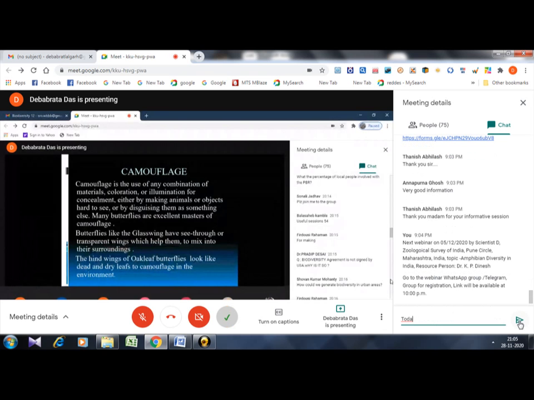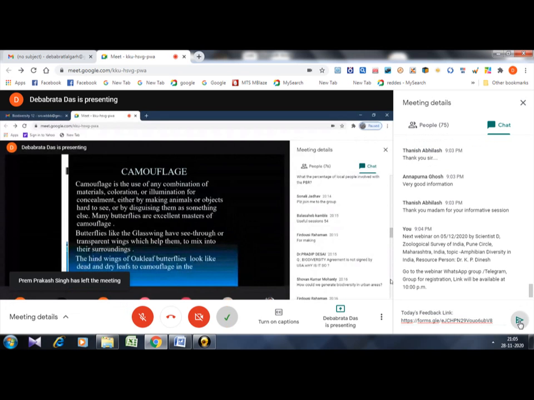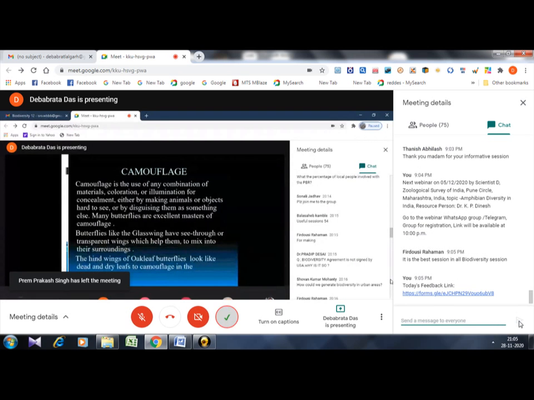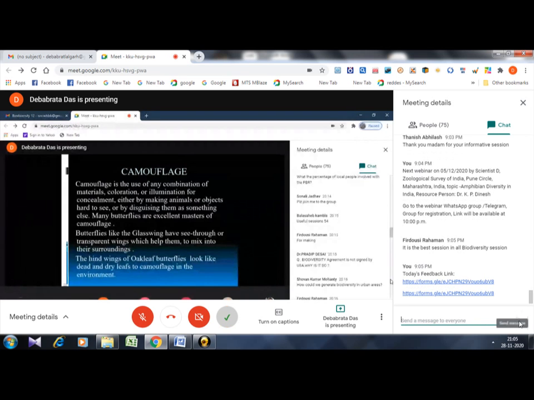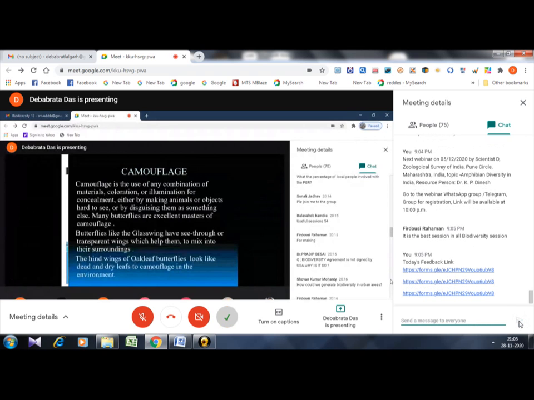Butterflies like the glass wing. As I told earlier, many butterflies don't have hair on their wings, which makes their wings transparent. So they mix with the surroundings and don't get spotted. And the hind wings of an oak leaf butterfly look like a dead oak leaf. That's why you cannot spot it in a pile or a big mass of dead leaves.